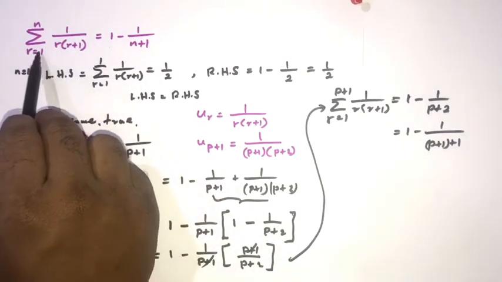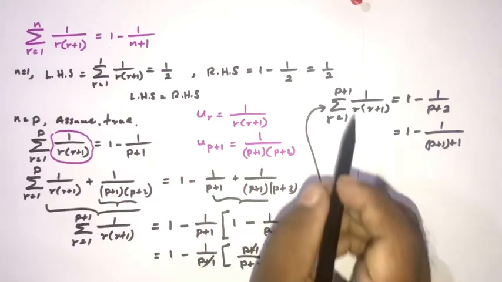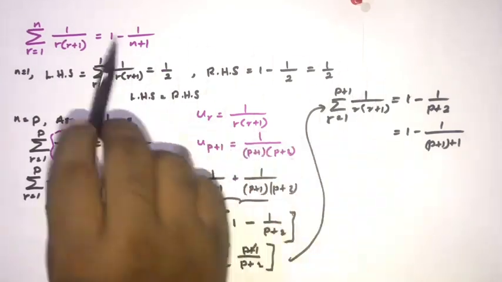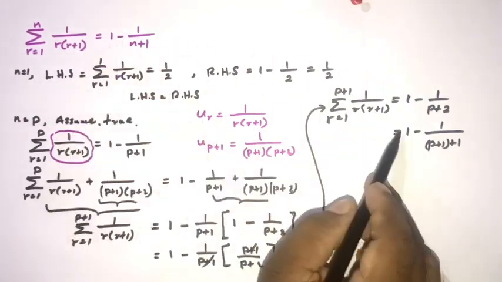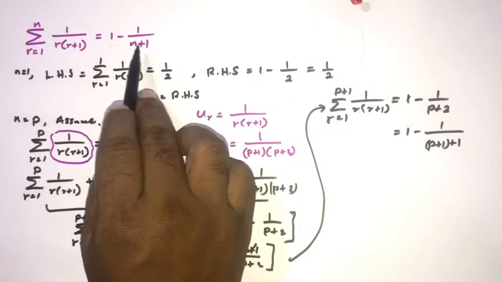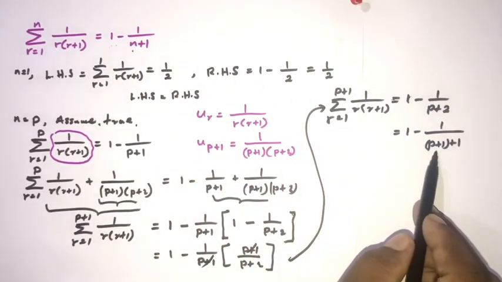Now our question: the sum for r equal to 1 to n, where instead of n we have p plus 1, and the right hand side is 1 minus 1 over n plus 1, where instead of n we have p plus 1.